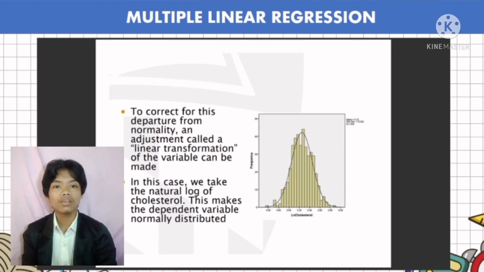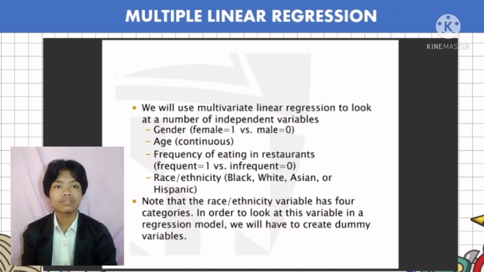departure from normality, an adjustment called a log transformation of the variable can be made. In this case, we take the natural log of cholesterol. This makes the dependent variable normally distributed. From what we saw a while ago, it was right skewed, and now it is a normally distributed variable.